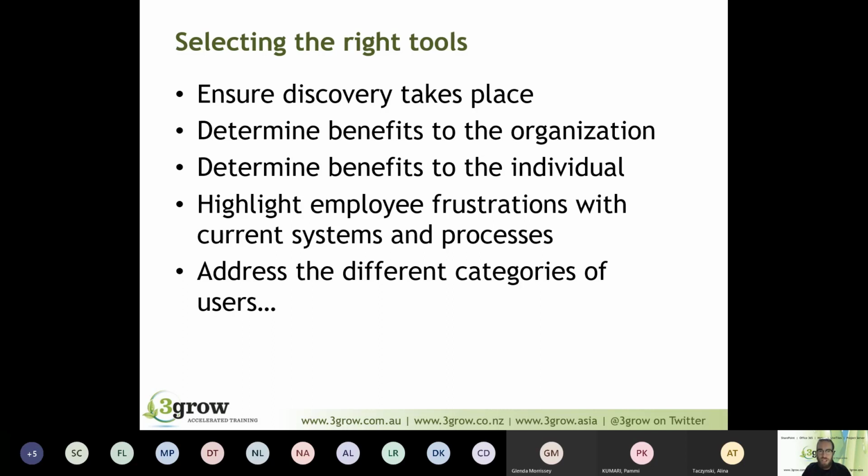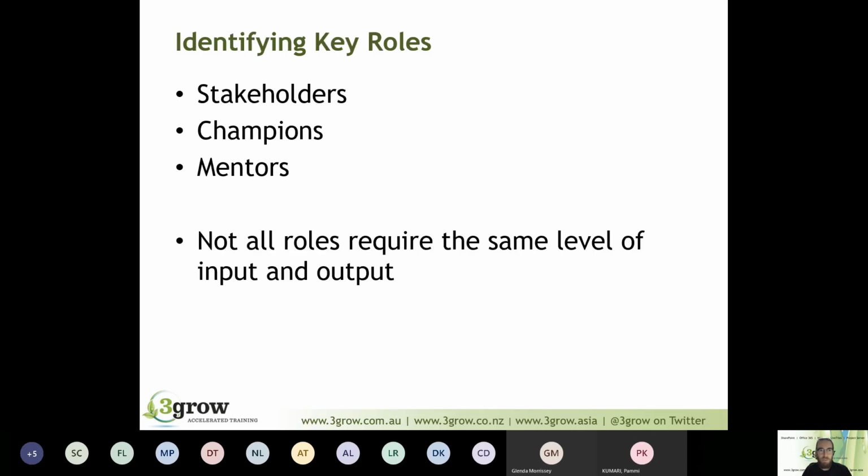So when going through this process, especially when determining the best tool for the job as far as the benefits to the organization and to the individual, it's worth addressing the various different categories of users that exist within an organization. What I've done is highlight some examples of those. They may fit into the categories of stakeholders, champions, and mentors.